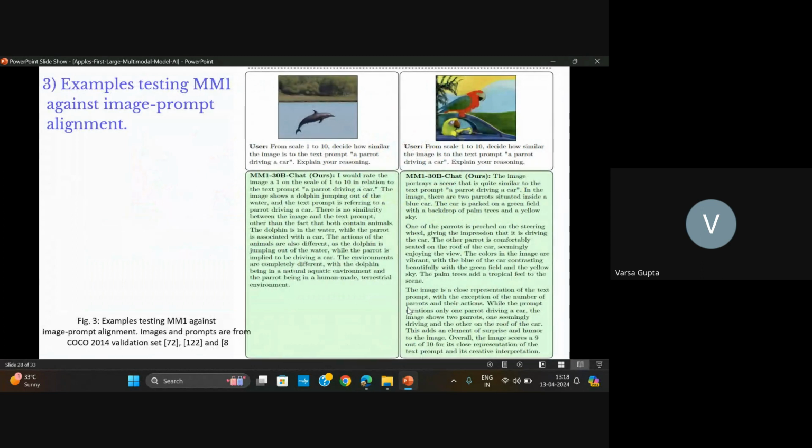In the third example, MM1 is tested for image prompt alignment. We pass an image, and the user asks the question, from a scale of 1 to 10, decide how similar the image is to the text prompt, a parrot driving a car. We know that in the image there is a dolphin, and the user asks to decide the similarity between the given image and the text prompt, a parrot driving a car, and explain your reasoning.